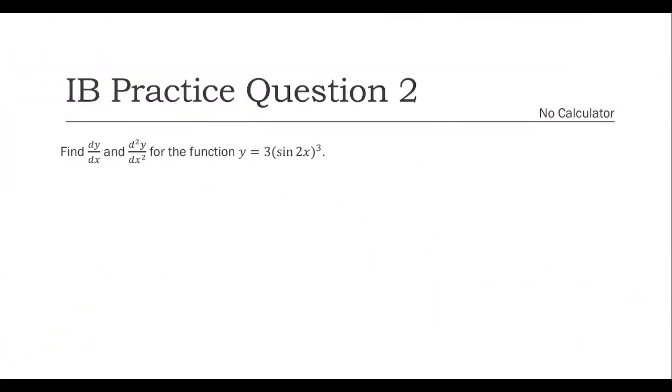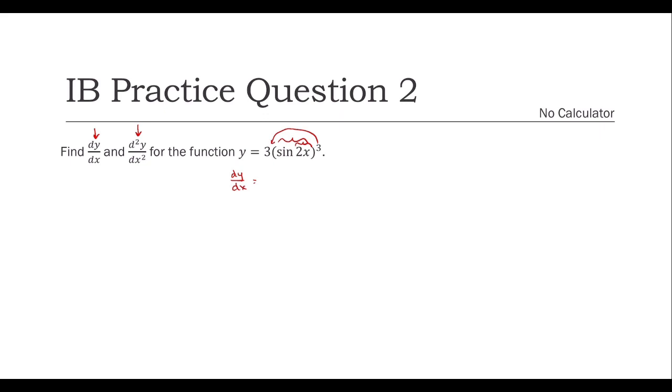Now we have our second IB practice question. It says, find dy dx and d squared y dx squared for the function y equals 3 sine of 2x cubed. So we're finding the first and second derivatives. So dy dx equals, for this one we have a function inside of a function, and then we also have a function inside of that function. So we're going to need to use our chain rule.